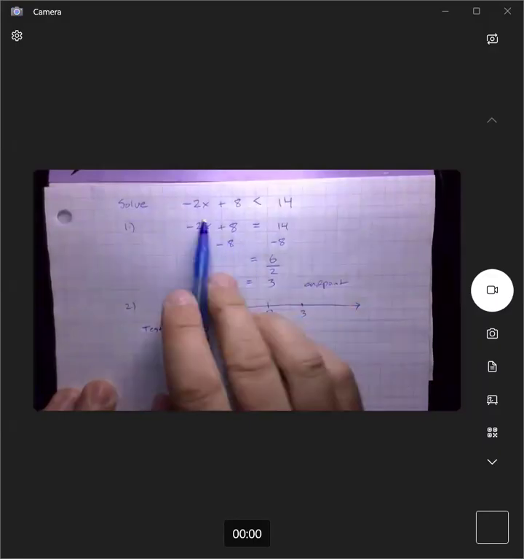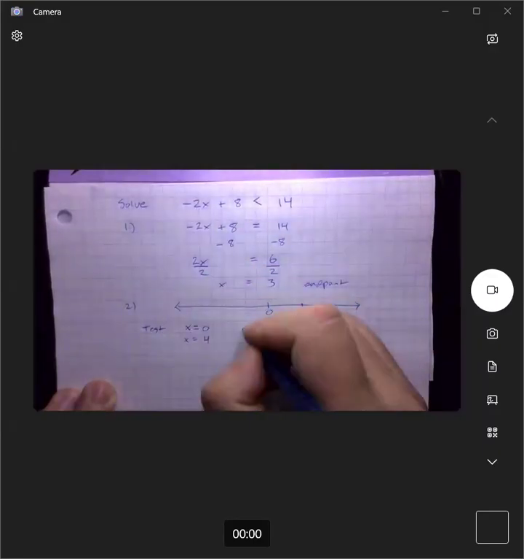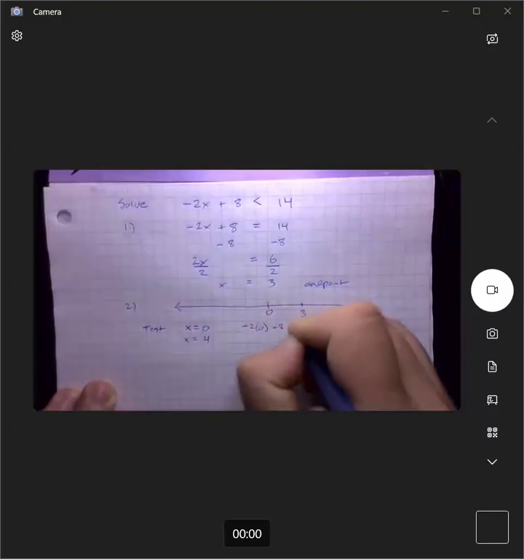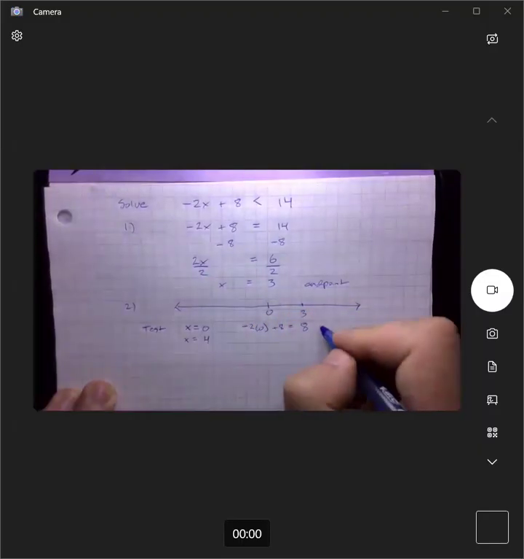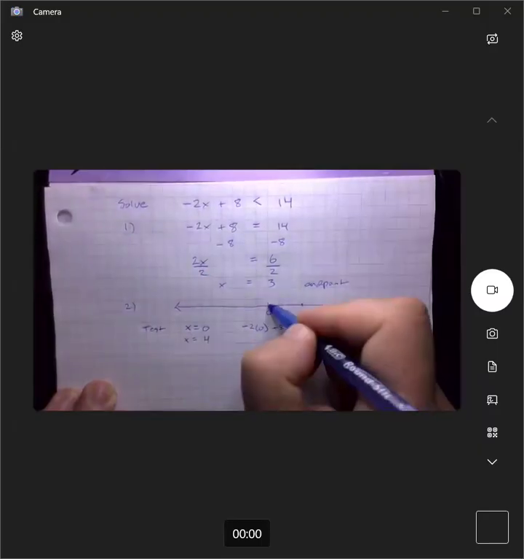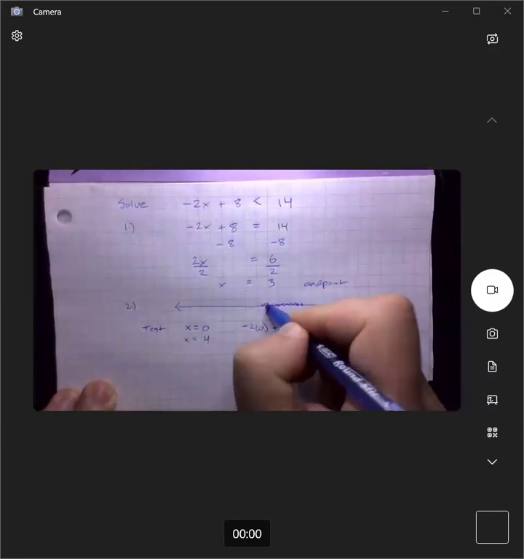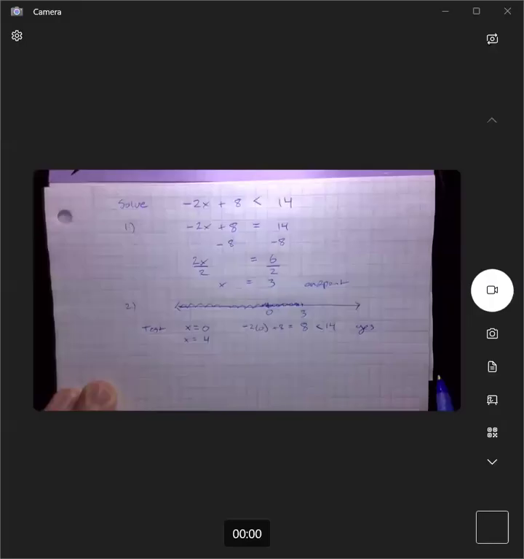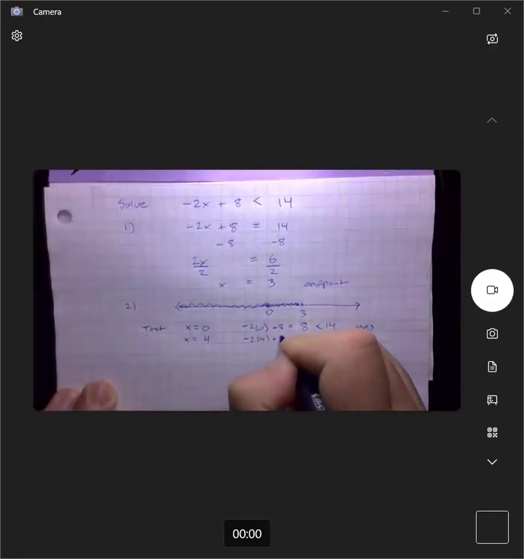So if I test x equals 0 in my inequality, I have minus 2 times 0 plus 8. Well, that's just 8. And is that less than 14? Yes, it is. So that means everything on the 0 side of the interval is part of my solution set. I hope you're recognizing that for these simple inequalities, it's either going to be everything less than your endpoint or everything greater. It couldn't ever be both sides of it, but let's test just to be sure. Negative 2 times 4 plus 8.